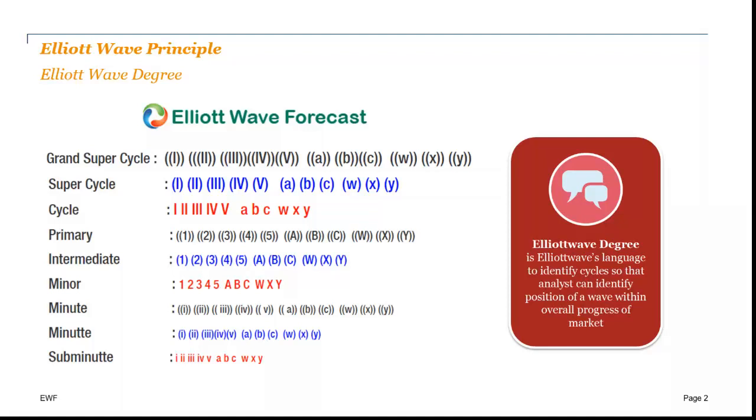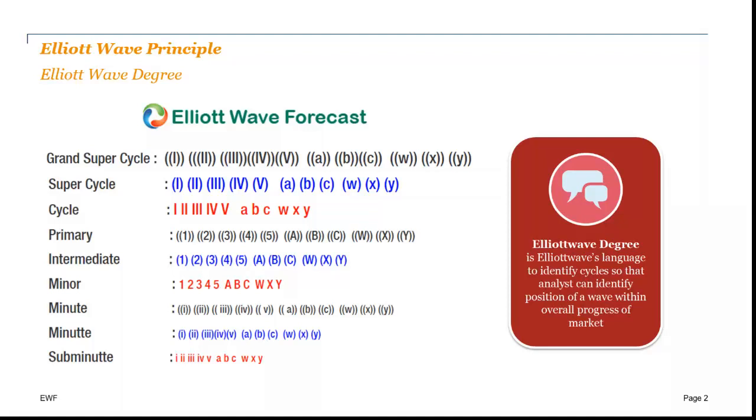From grand supercycle, cycle, primary, intermediate, minor, minute, minuette, sub-minuette. So you have 9 different degrees, and you notice that they are more or less the same: 1, 2, 3, 4, 5, A, B, C, and W, X, Y. Those are the main labels in Elliott Wave.